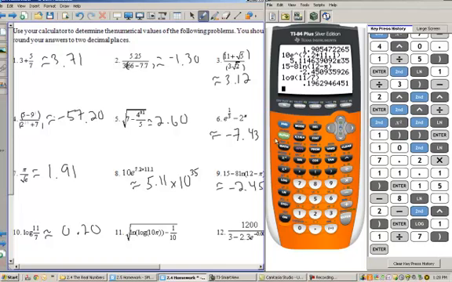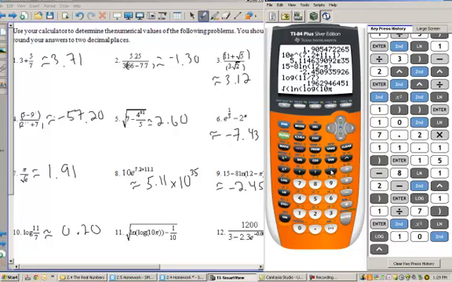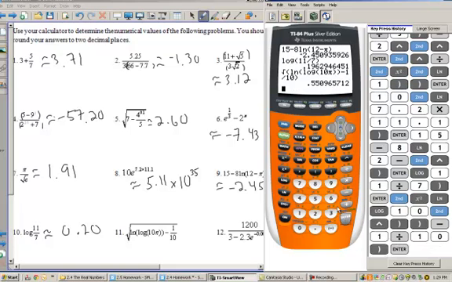Number 11, second square root of ln, and then the log, and then I have 10 pi, so 10 second pi, right parenthesis for the log, right parenthesis for the ln, then minus a 1 divided by 10, and in parenthesis for the square root. Hit enter, and out pops my answer of approximately 0.55.